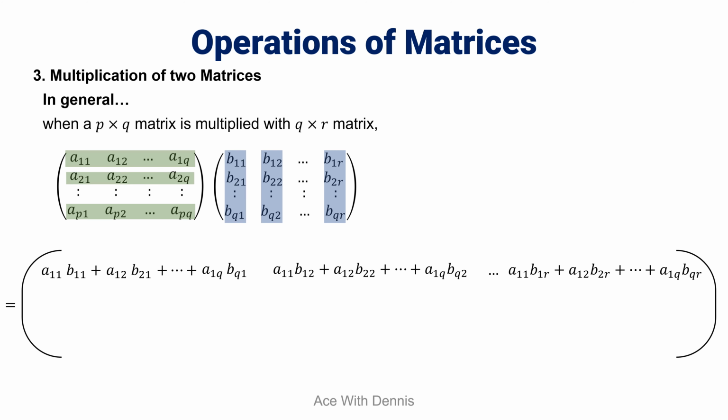Next, we go to the second row, which will get A21 B11 plus A22 B21 plus all the way to the last term, A2Q BQ1.